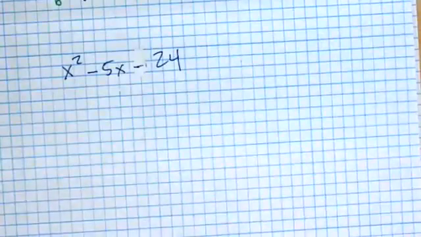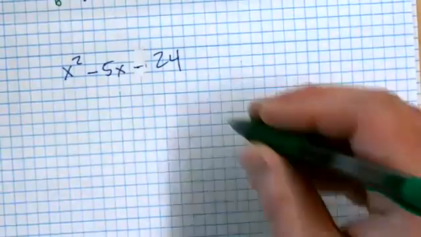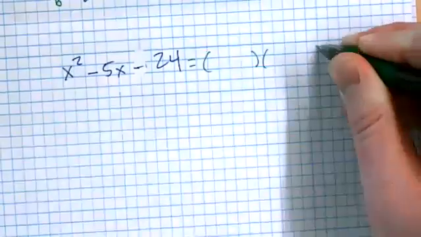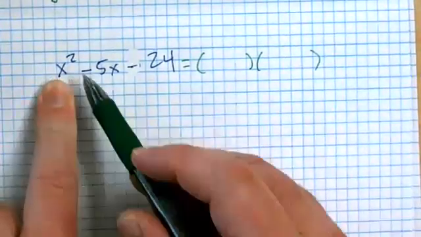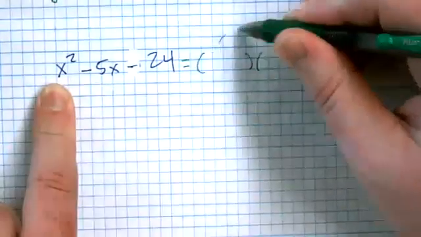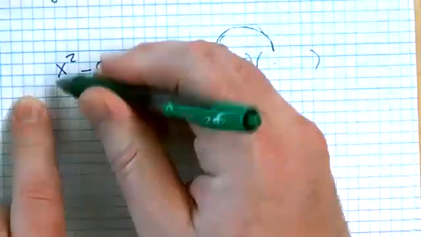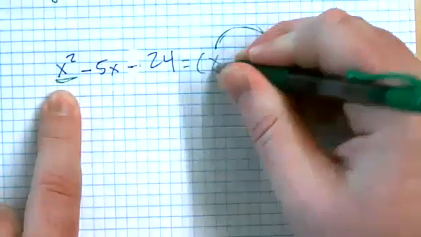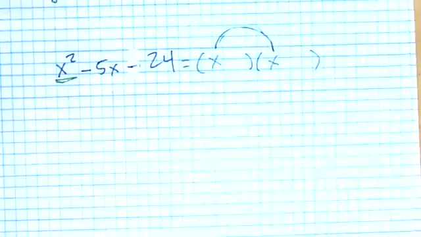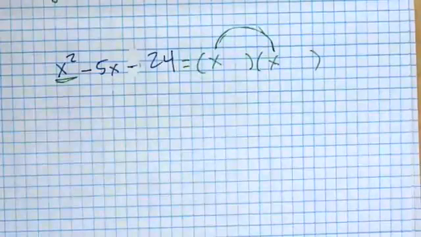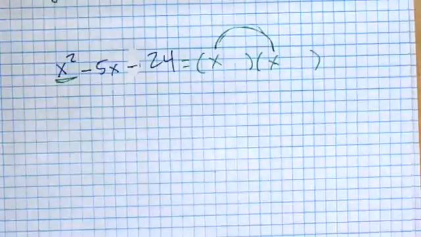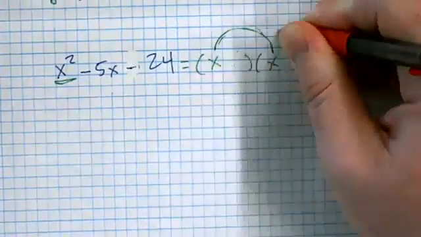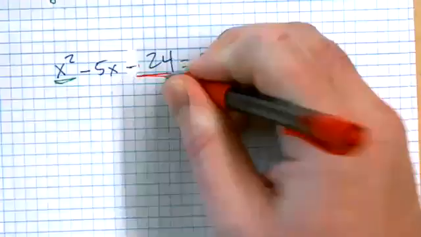I'll show you how I would work through this quickly. You ready? Again, your math facts need to be pretty strong with this. I know that these two things right here are going to multiply to give me this thing. And the only way to get x squared is if it's x and x. That is the only way to get it. I also know that these two things right here have to multiply to give me that negative 24.